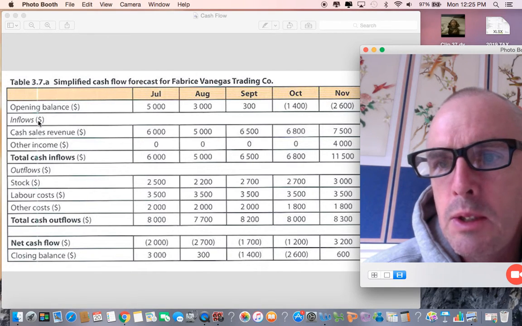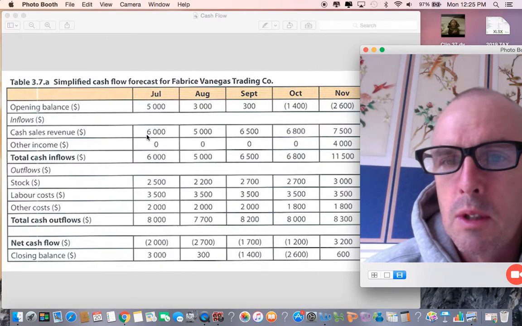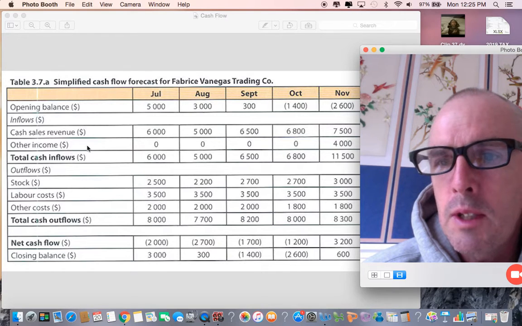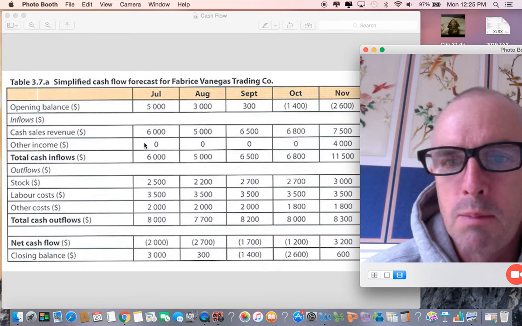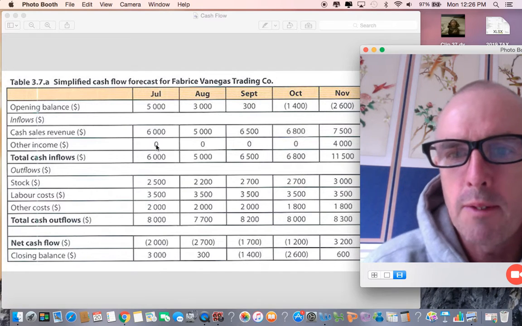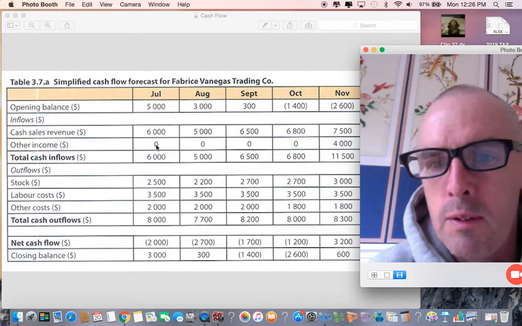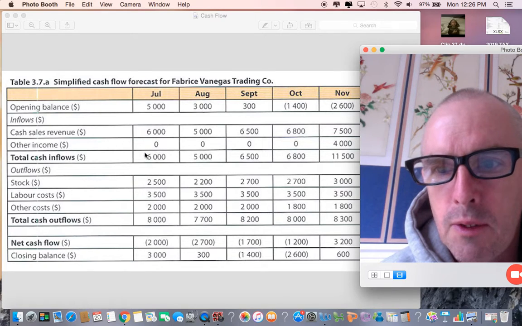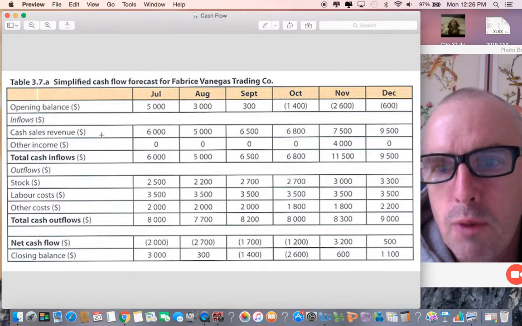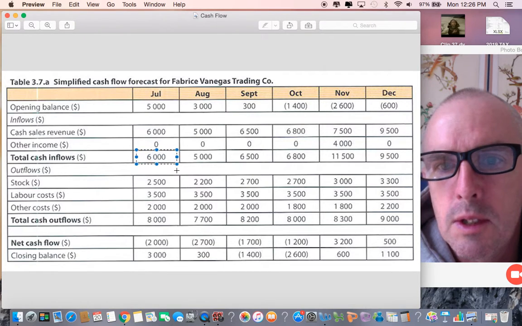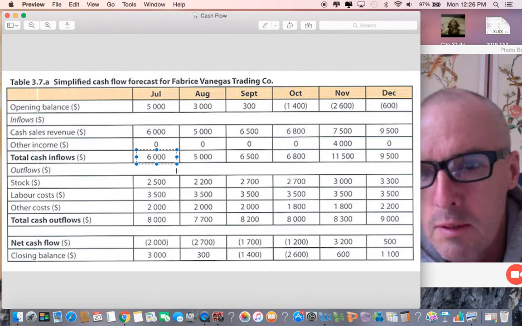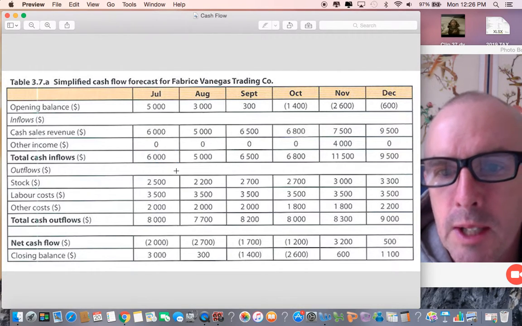Other monies that come in to the company, number one, you could have cash from sales revenue, so of 6,000. Other incomes, maybe your granny or somebody gave you some money, but unfortunately times are tough and you didn't get any money. So the total inflows for this particular month is $600. Oh no, what did I do? Or $6,000, sorry.